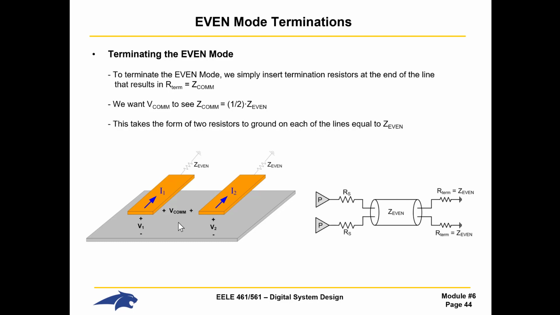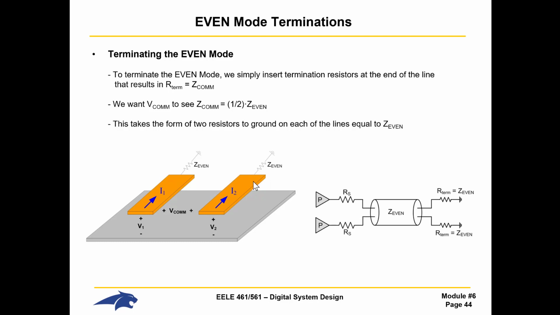Well, this one's really easy because common is with respect to ground. And so all you really do is you put Z even to ground at the end of both of these and you're done. And so when I say that Z common is equal to 1/2 Z even, the way that you implement that is putting Z even to ground at the end of both lines. Because then when the common voltage looks down, it sees this in parallel with this, that's 1/2 Z even. So once again, this is a simple termination to terminate the common mode.